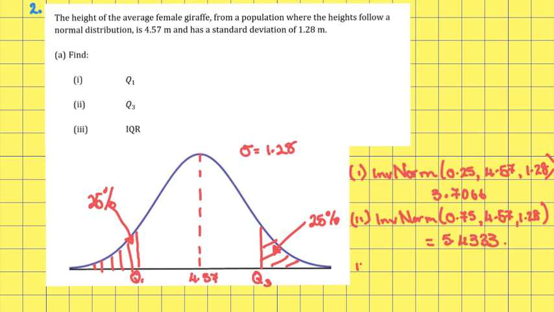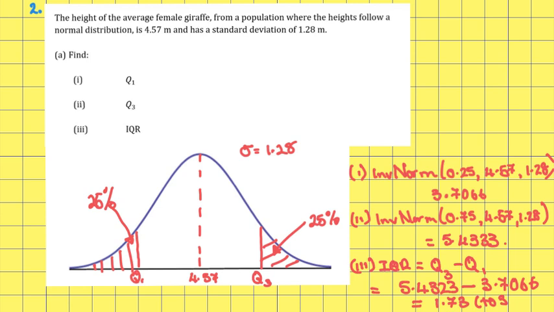For part 3, we want the interquartile range, which is equal to Q3 minus Q1, which is equal to 5.4323 minus 3.7066, which is equal to 1.73 to 3 significant figures.